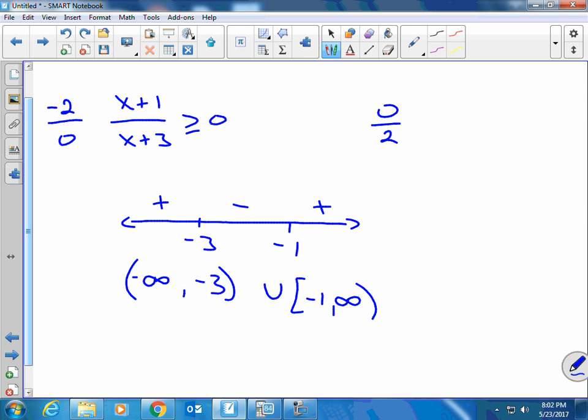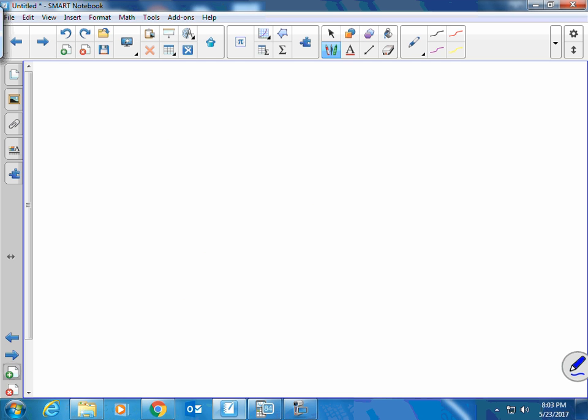If this is an equal sign, we can include the value that makes the top 0. You can never include the value that makes the bottom 0. If that doesn't have an equal sign, you don't have to worry about it. You're not going to include either one. All right, we're going to do one of those.